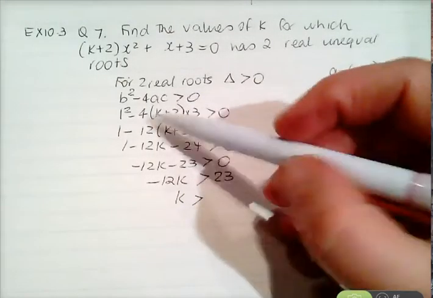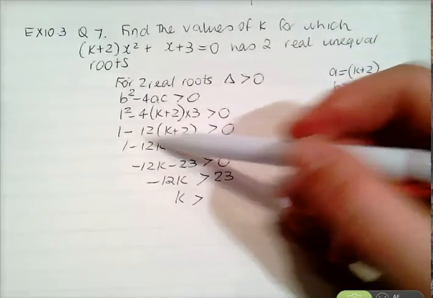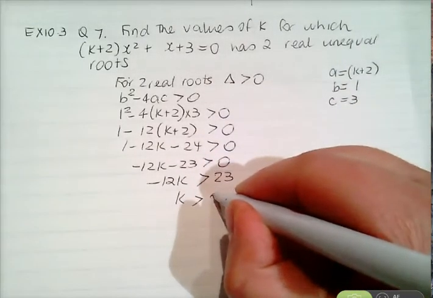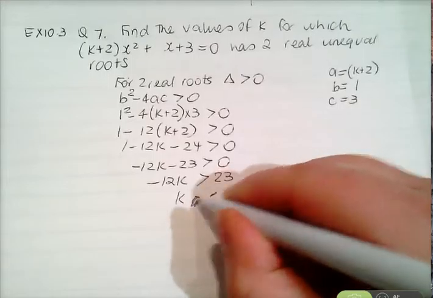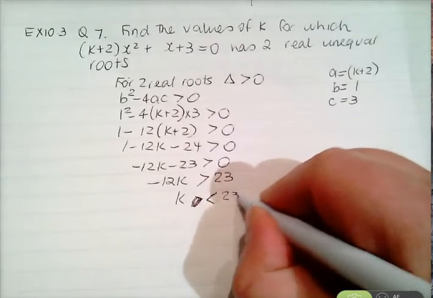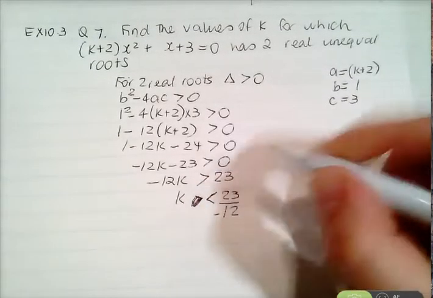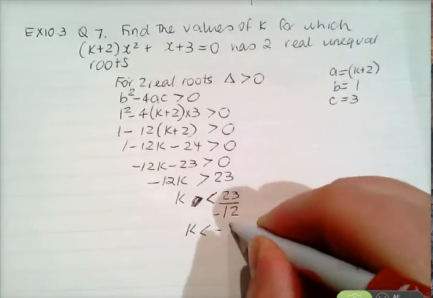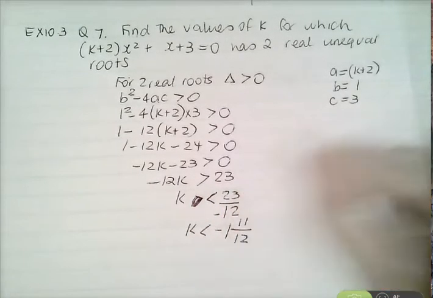Oops, I think I may have. So I've got 1 minus 12k minus 24. Yep. So I'm dividing by a negative, and I have to flip my inequality sign around. So therefore k is less than 23 on negative 12, because I'm dividing by negative 12. In other words, k is less than -1 and 11/12.